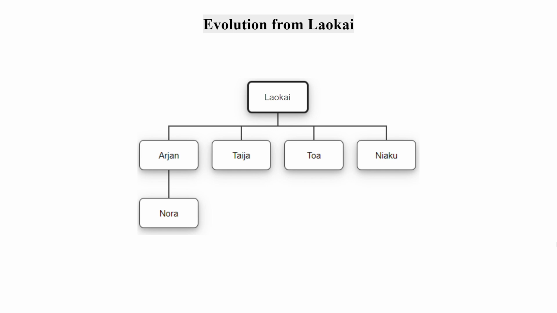So let's talk about its evolution from Laukai. So Laukai was the original language that was spoken on the continent. And Laukai evolved into 4 languages, as you can see here. Arjan, Taija, Toa, Nyaku, and indirectly Nora.